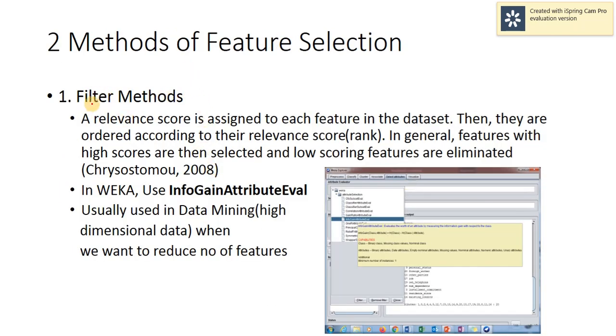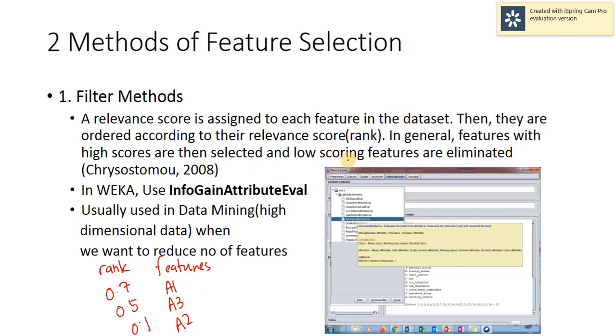One is the filter method. The second one is the wrapper method. In the filter method, a relevance score is assigned to each feature in the data set. Then they are ordered according to their relevance score or rank. So we have here features and we also have rank. These features, for example, A1, A3, A2, will have their own rank: 0.7, 0.5, 0.1.